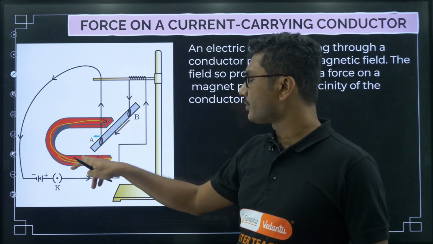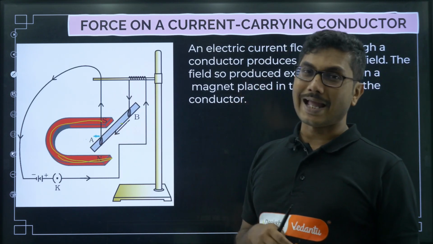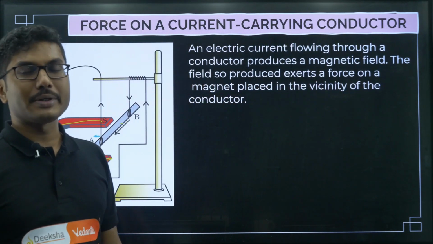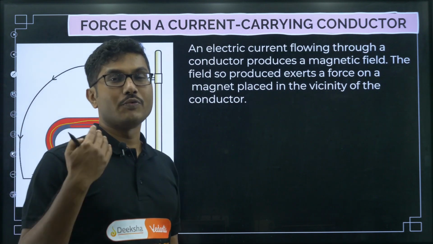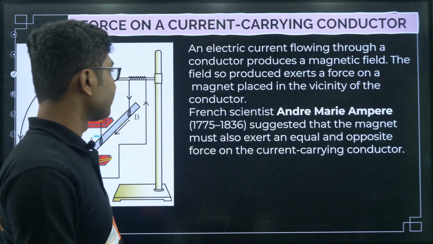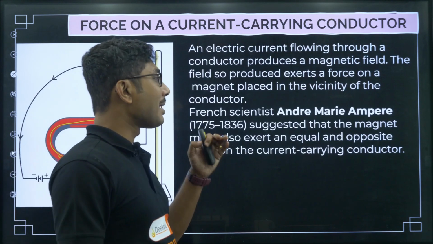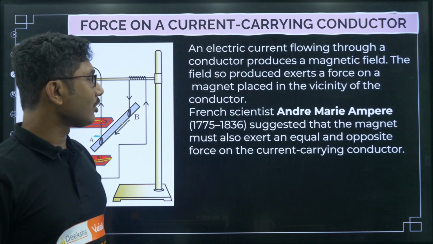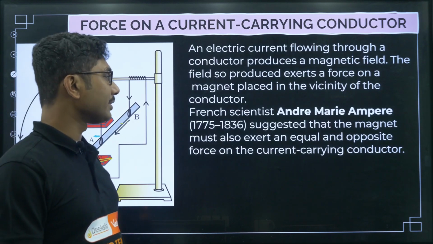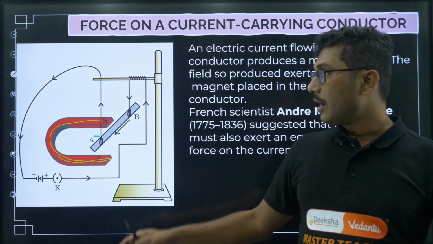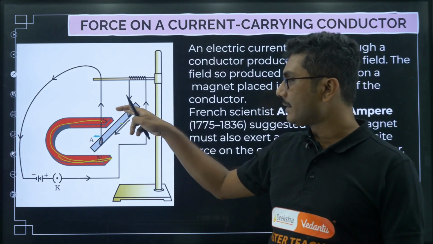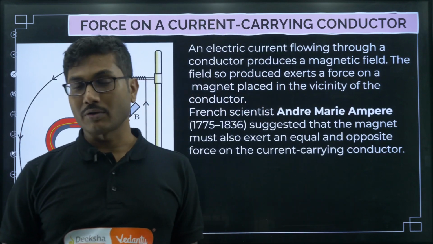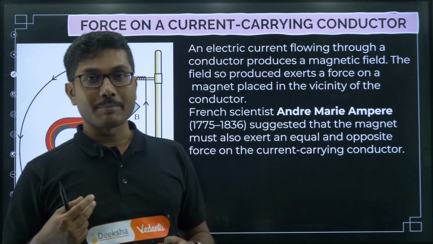Now if this magnet is fixed and only this one is hanging, this one will feel the force and adjust accordingly. Either it will move closer if it is an attractive force, or it will move further if it is a repulsive force. The French scientist Henri Ampere suggested that the magnet must also exert an equal and opposite force on the current carrying conductor. So this one is exerting force on the magnet, and similarly the magnet will also exert a force on the conductor.